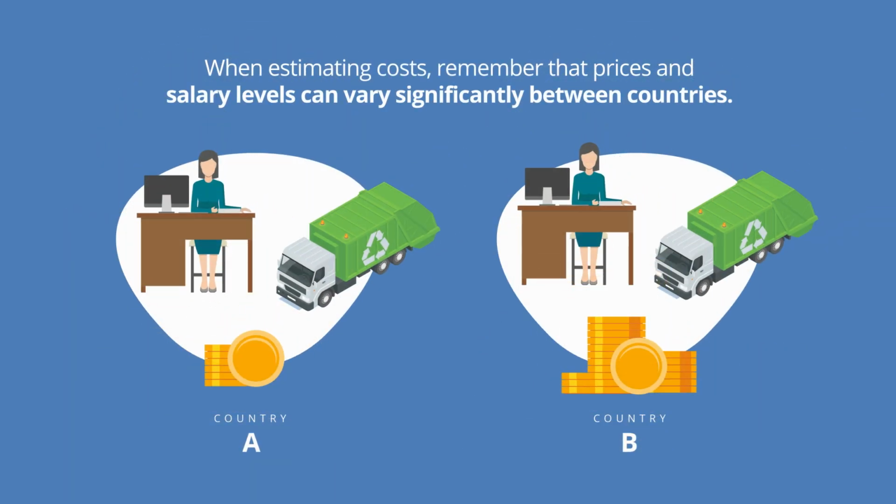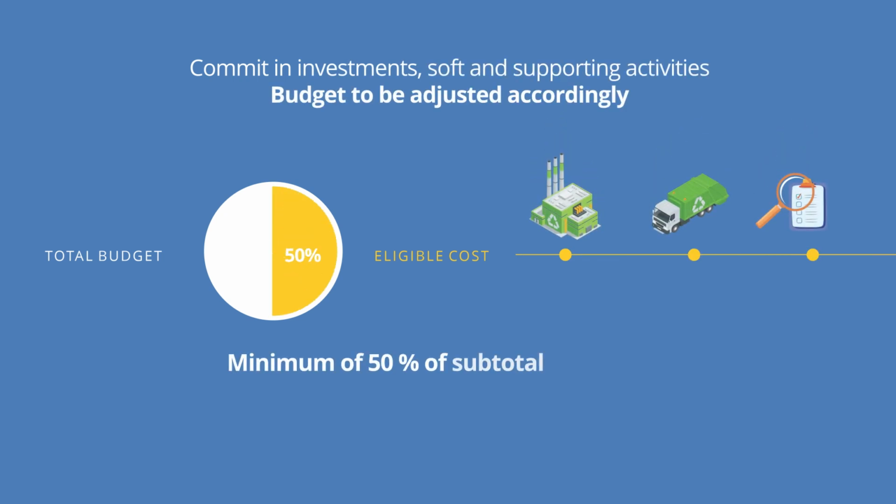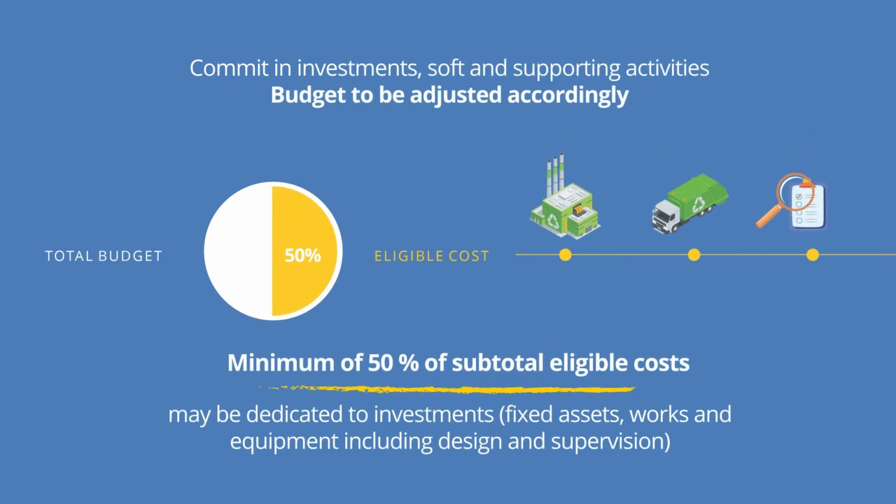When estimating costs, remember that prices and salary levels can vary significantly between countries. This means that the same amount of work in the project could result in different staff costs depending on the partner's country. The same applies to other cost categories. Also, check early on whether your program application form includes flat rates or lump sums for some costs, as your estimates may need to be adjusted accordingly.